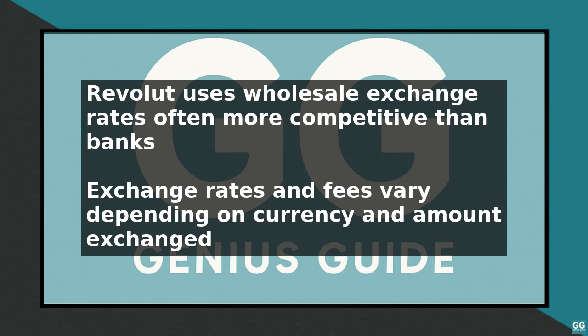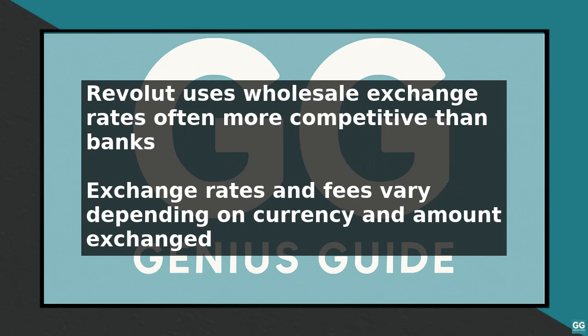To make a currency exchange, simply follow these steps. Open the Revolut app and go to the Accounts tab. Select the currency you want to exchange from. Choose the currency you want to exchange to, and enter the amount you want to exchange. Review the exchange rate and fee, then confirm the exchange.